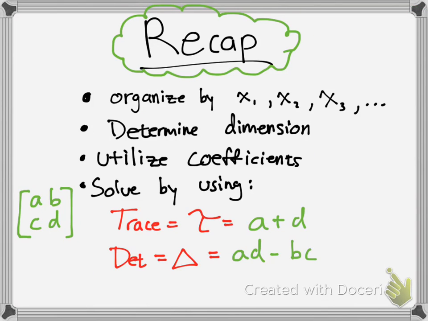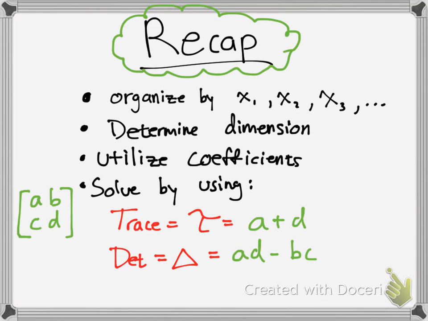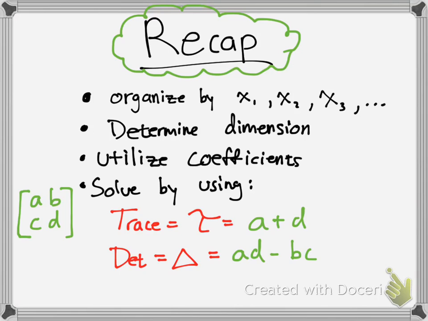Okay, just an overview, a recap of what we did. So we organized by x1, x2, and x3. We determined the dimension, so I didn't really talk about that here much, but notice how there are 3 dimensions here. Actually, this is a 4th dimensional device here. And then we have, just so you know, how many entries to put for your matrix. And then we utilized the coefficients, obviously. We did that. And then finally, let's do this. We'll add a little thing at the end.